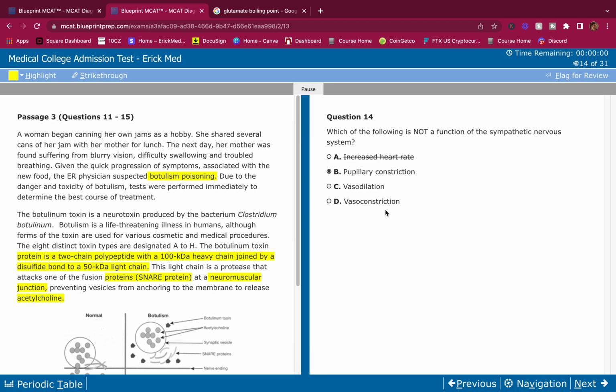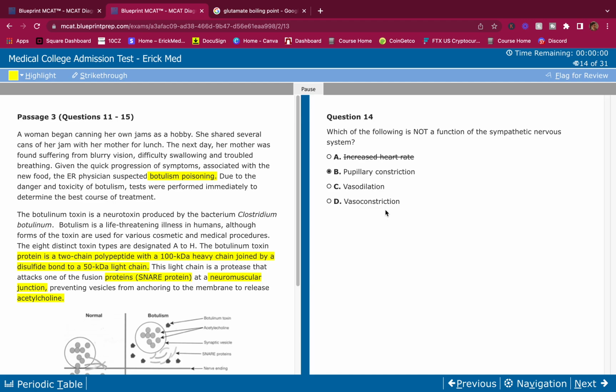Because technically, if you want to get technical, there is vasoconstriction in the sympathetic nervous system, and there is vasodilation in the sympathetic nervous system. Okay. Your sympathetic nervous system will constrict blood to your digestive organs and kidneys in favor of pushing that blood towards your skeletal muscles. That's technically what's going to happen, if you want to get very technical about it.